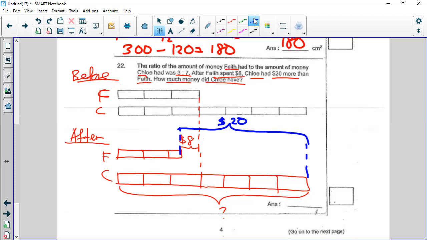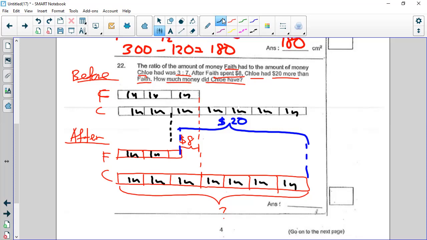So how do we work out the answer? 1 unit, right? All these are units. The last thing to do is to put units, so that your model becomes very, very clear. And then you compare. Look carefully at these 2 units. From here to here, how many units is that? That is 1, 2, 3, 4, 5. Okay, 5 units.